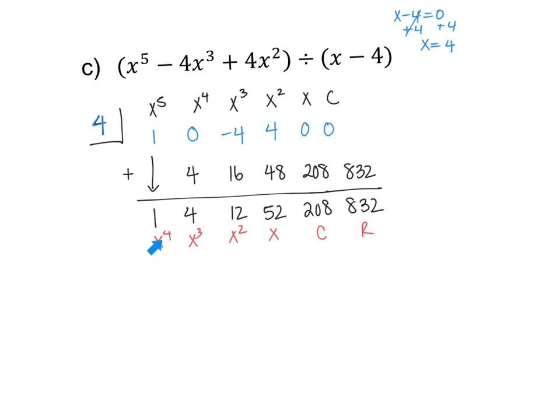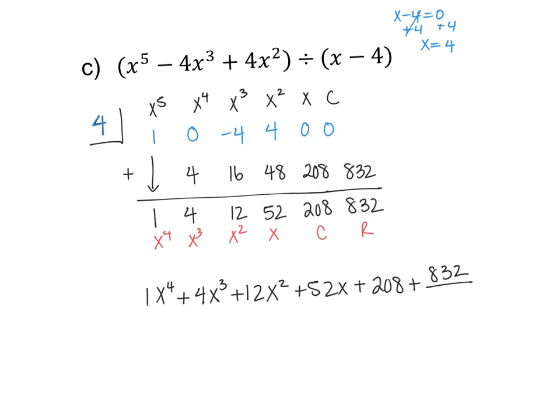So it looks like our highest power here is x to the fourth. So my equation is going to look like x to the fourth, or 1x to the fourth, plus 4x to the third, plus 12x squared, plus 52x, plus 208, plus 832 over whatever I divided by, since this is my remainder. My remainder here is going to be 832 divided by x minus 4. And so this here is my final answer. Whew, that is one long answer.